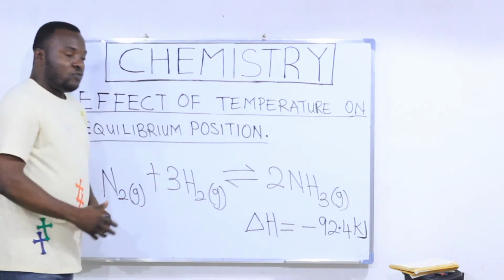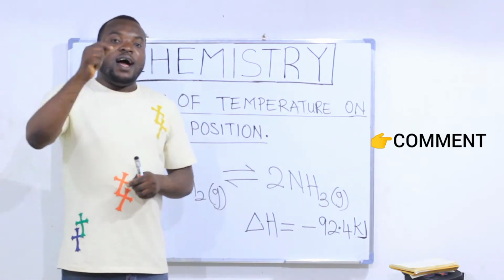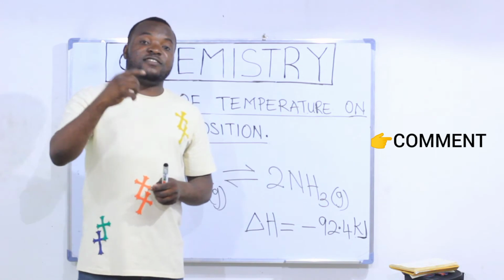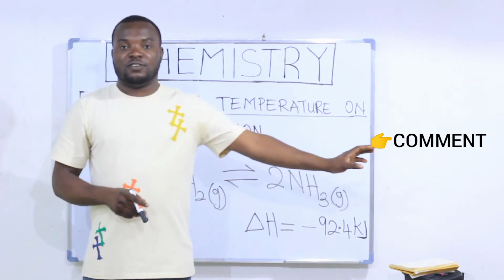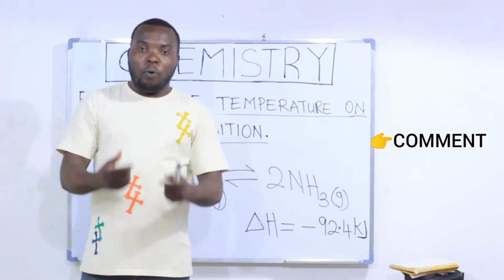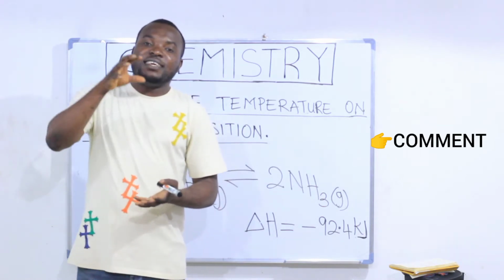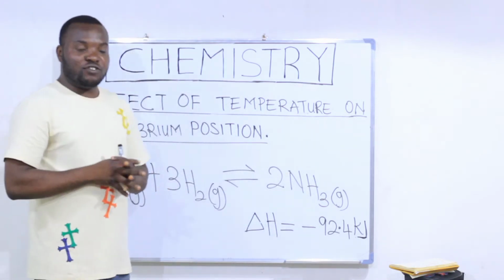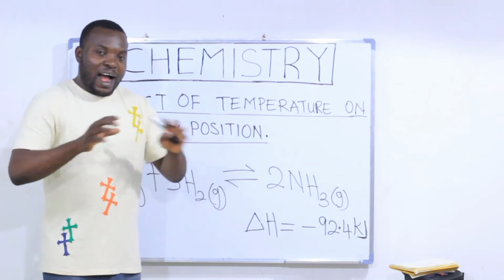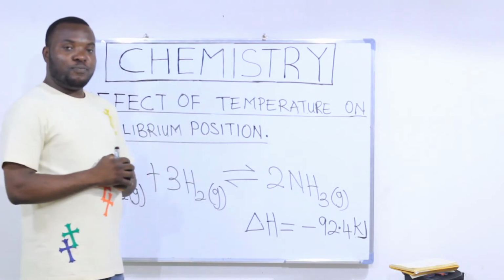So, when the enthalpy change is positive, an increase in temperature will favor the forward reaction. But when the enthalpy change is negative, an increase in temperature will favor the backward reaction. How will you be able to remember this always? It's as simple as ABC.